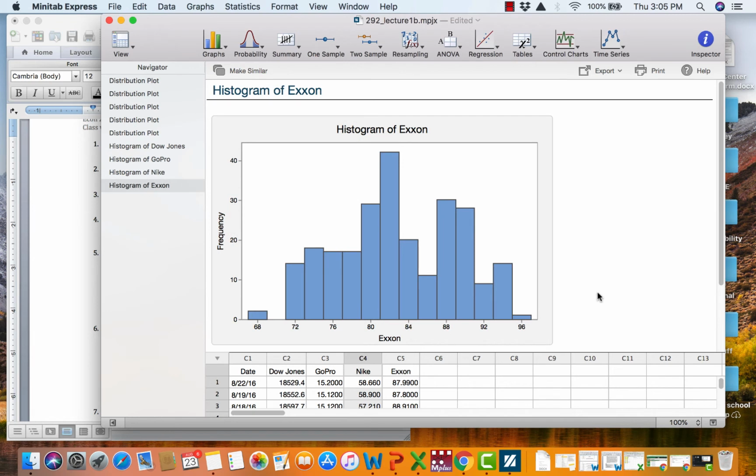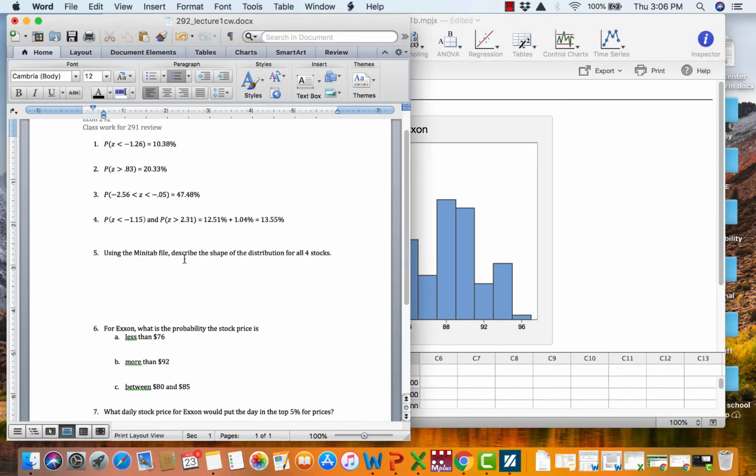All right, and what do we see here with Exxon? I hope that you are thinking this does look pretty symmetric or bell-shaped. For the purpose of the rest of this classwork, we are going to approach Exxon as if it is normally distributed. We do see the bulk of the distribution here in the middle, and then it seems to symmetrically somewhat tail off.